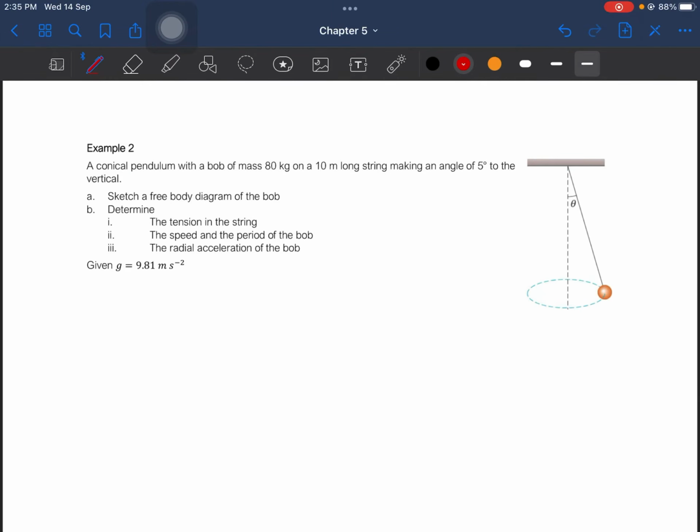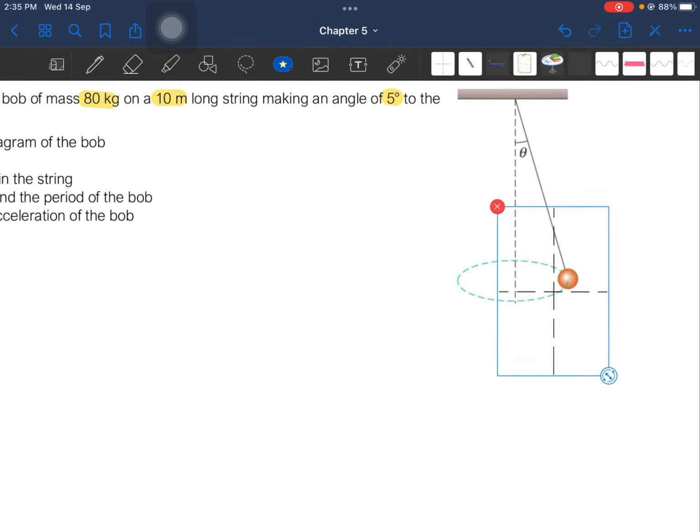Example number 2. A conical pendulum with a bob of mass 80 kilogram on a 10 meter long string making an angle of 5 degrees to the vertical. So we have to sketch a free body diagram and then calculate the tension in the string, speed and the period of the bob, and lastly the radial acceleration of the bob. Okay, so we have to calculate the tension in the string first. But firstly, we have to draw the free body diagram lah. Okay, so let's draw the free body diagram.